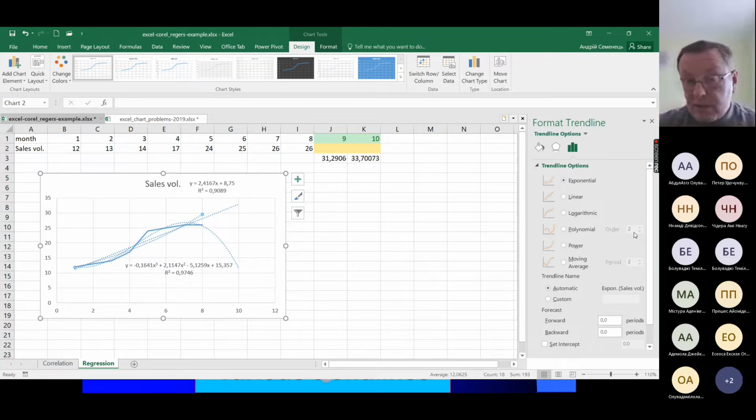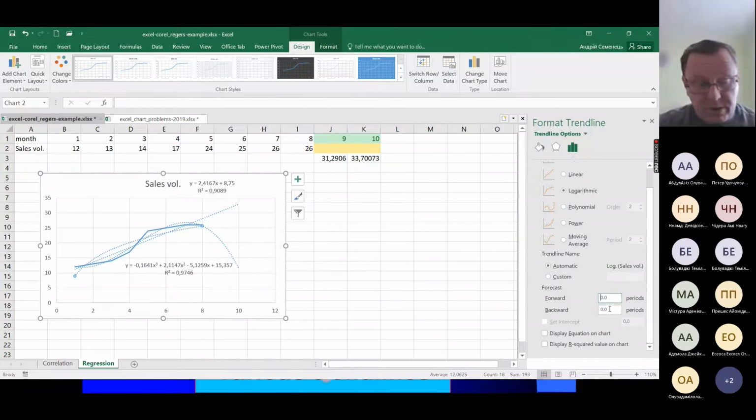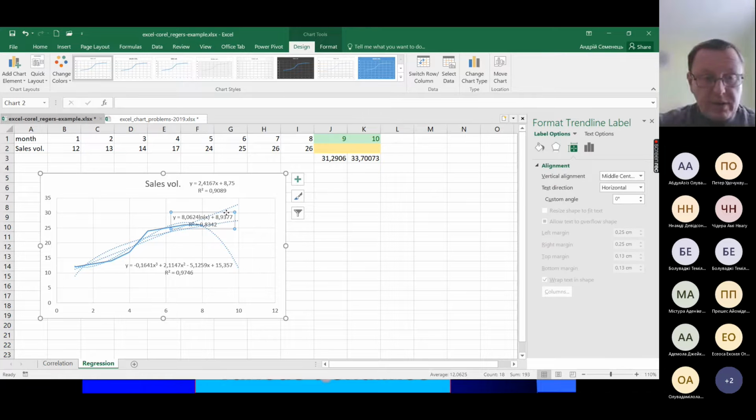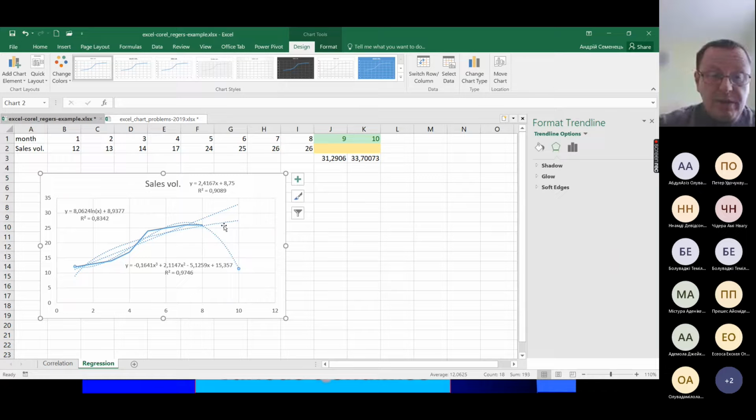For example, exponential, or no, logarithmic would be better in this case, because it is a little bit closer to our case. So, as you can see, we have three trend lines, and when we examine the coefficient of determination, it shows us that again, polynomial third order provides extremely good fitting for our experimental data. But look how different the direction of forecasting is.